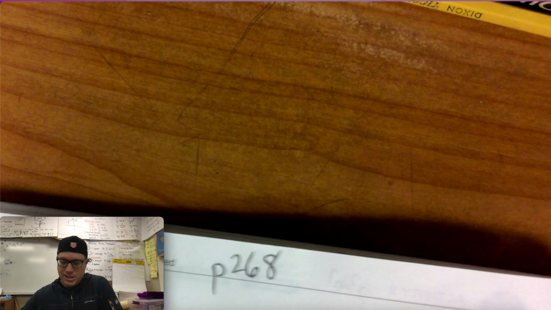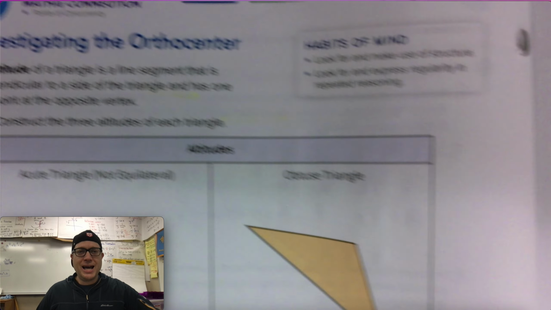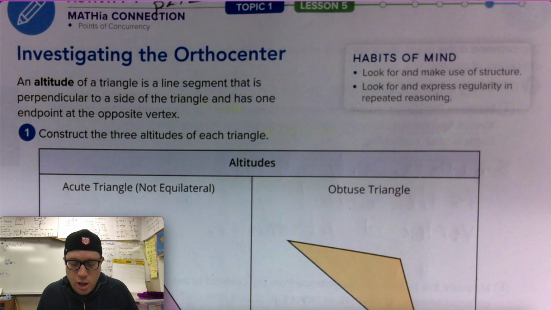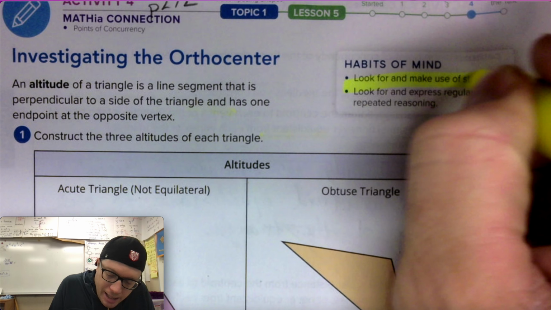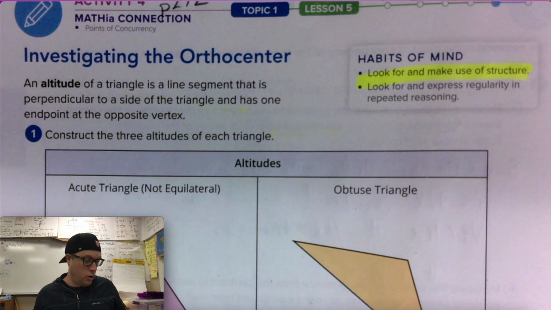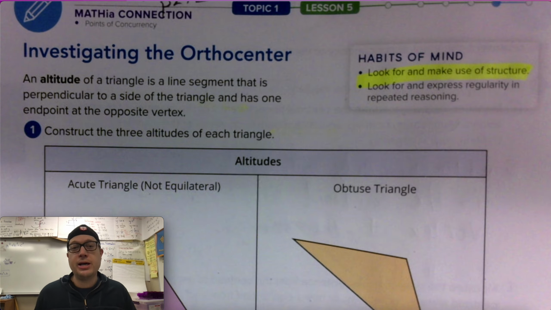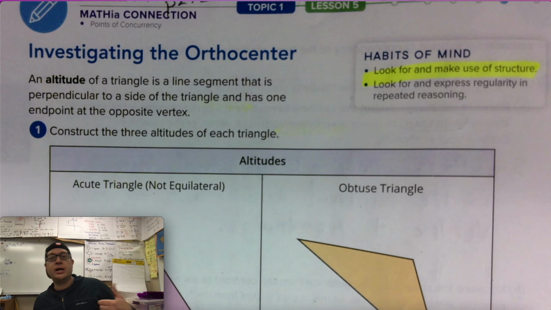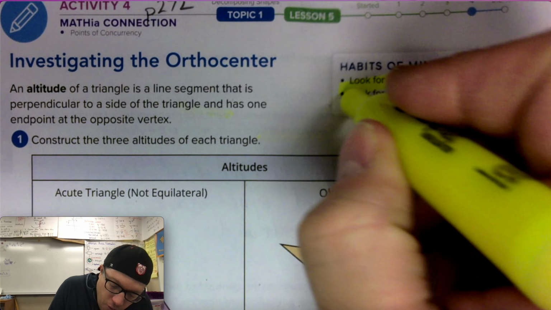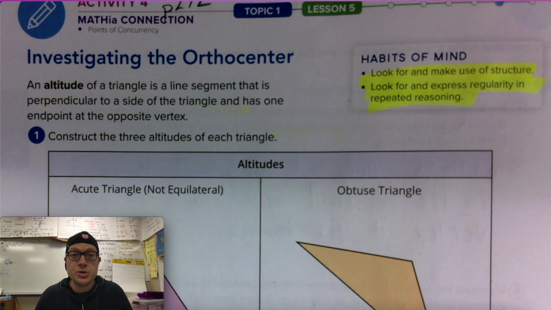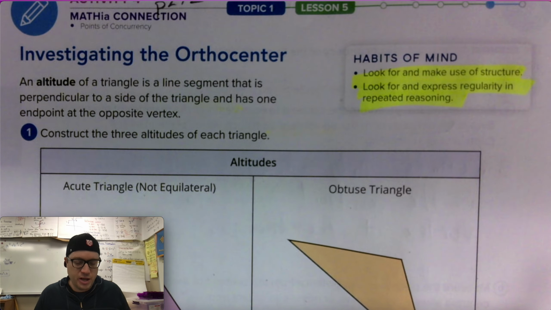So, page 272. Let's get into it. The habits of mind. As a person that is becoming a good mathematician, we need to look for and make use of structure. So I hope you have the patty paper that I'm talking about, or go back and find it, because that is a structure that we're going to continue to use. And then look for and express regularity in repeated reasoning, how we understand the structure and the nature of things.